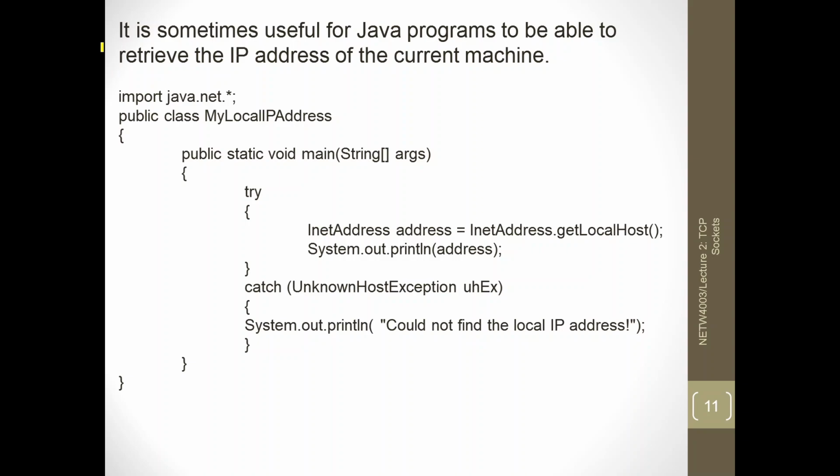You can also retrieve the IP address of the machine that you are using by simply using the following Java code. The code line InetAddress address = InetAddress.getLocalHost() will obtain the machine's IP address if there is any, and the code line System.out.println(address) will display the result on your screen. Otherwise, the catch UnknownHostException will be executed and the code line System.out.println "Could not find the local IP address" will be displayed as the error message on your screen.